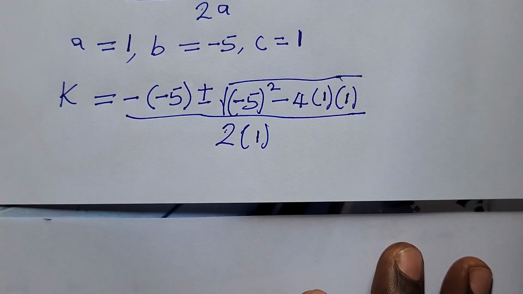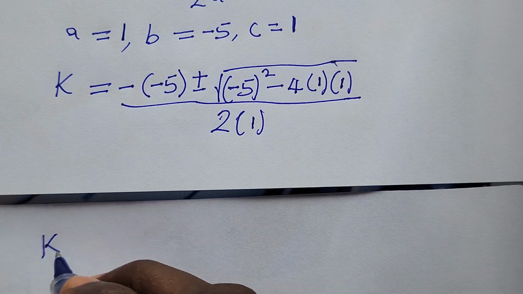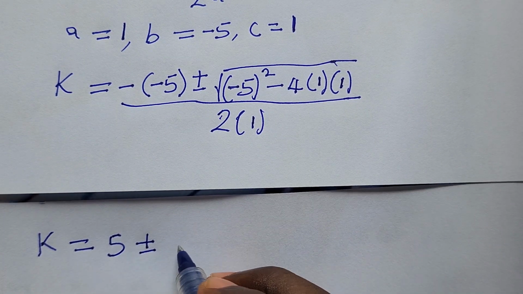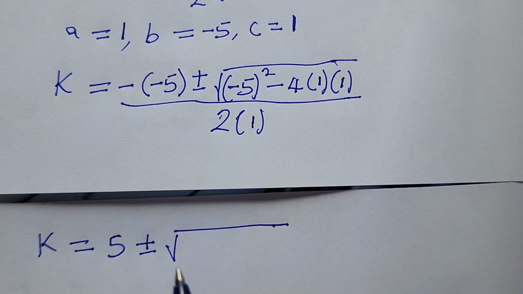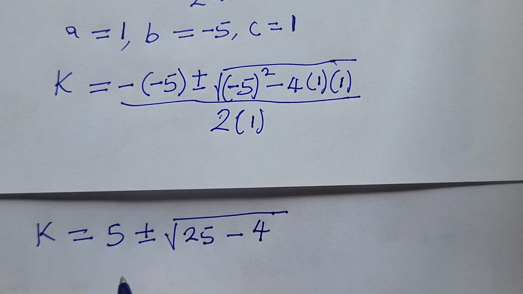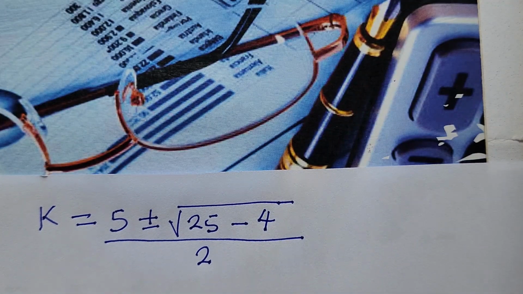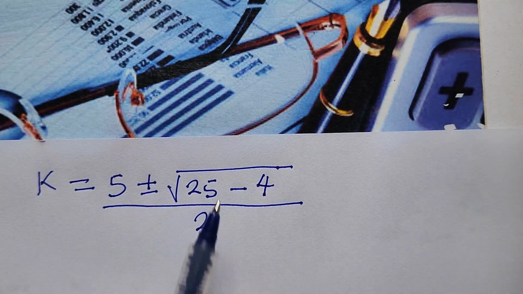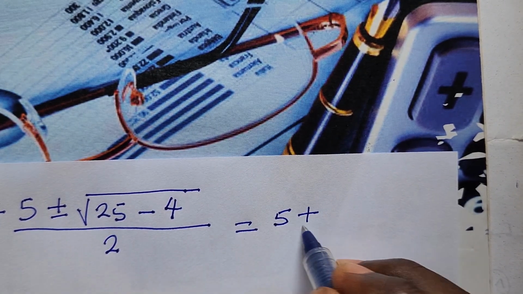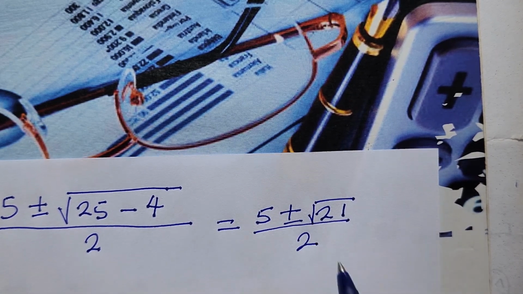All right, so from here, let's continue. Now, let's look at this. We want to open up everything here. So k will now be equal to plus 5, plus or minus the square root of, here will give us 25, minus 4, everything all over 2. Okay, so we proceed from here. We can subtract this from this very easy. So let's continue on this side of it. This is going to give us 5 plus or minus square root of 21 all over 2.